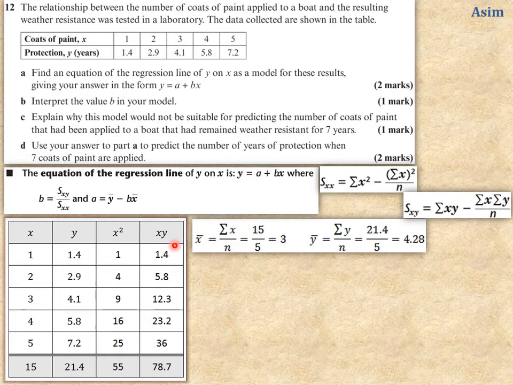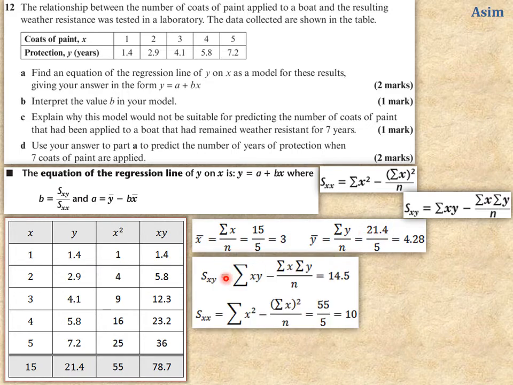And the total, the mean of x: you add all the x, the total is 15, divide by 5, and you get the mean. Total of y, you get the mean of y. So now substitute the total of xy, 78.7. Substitute 78.7 here, minus summation of x, which is 15, write 15 here, times 21.4, divide by 5, since 5 data points are there: 1, 2, 3, 4, 5. You put 5 here, and you will get the answer. Same, you will get the answer for this.